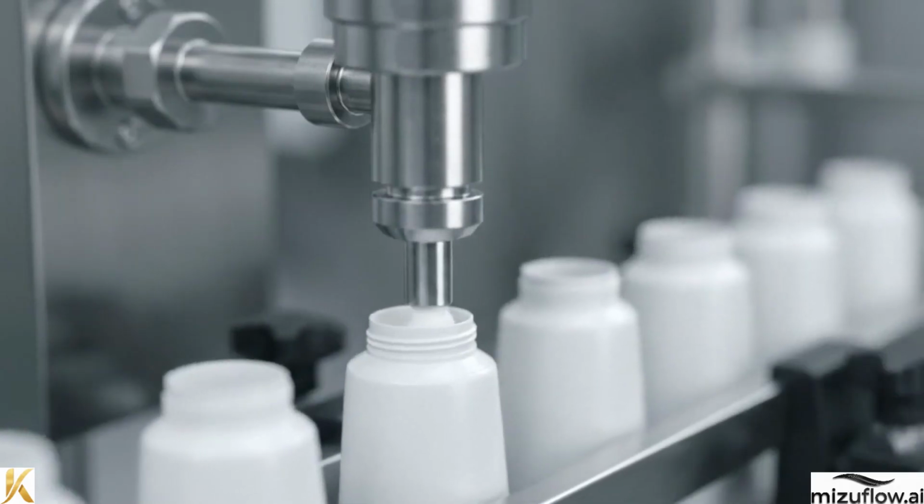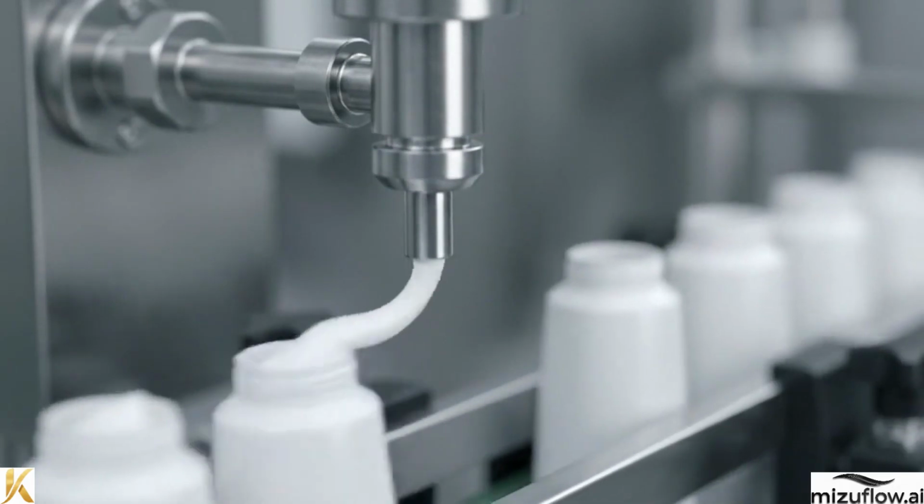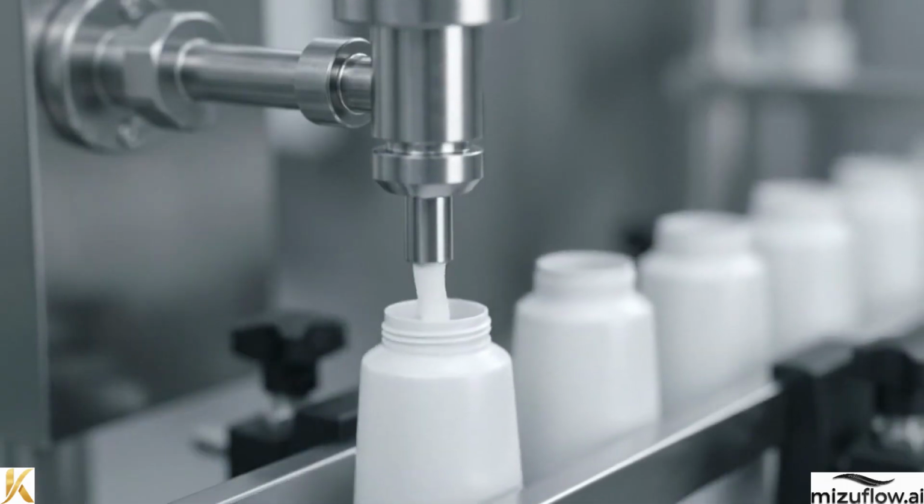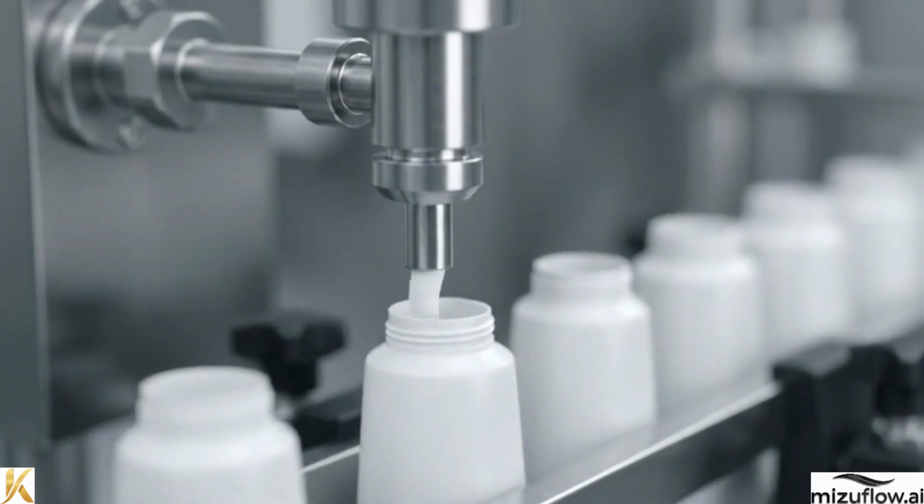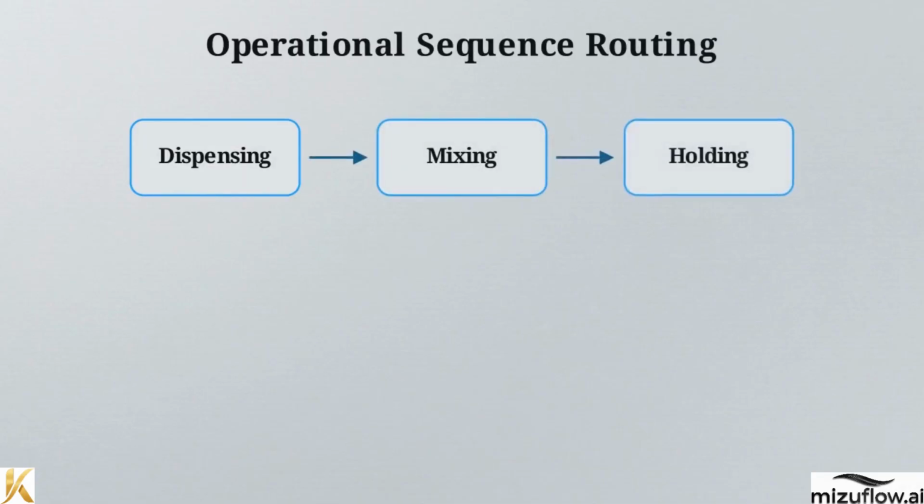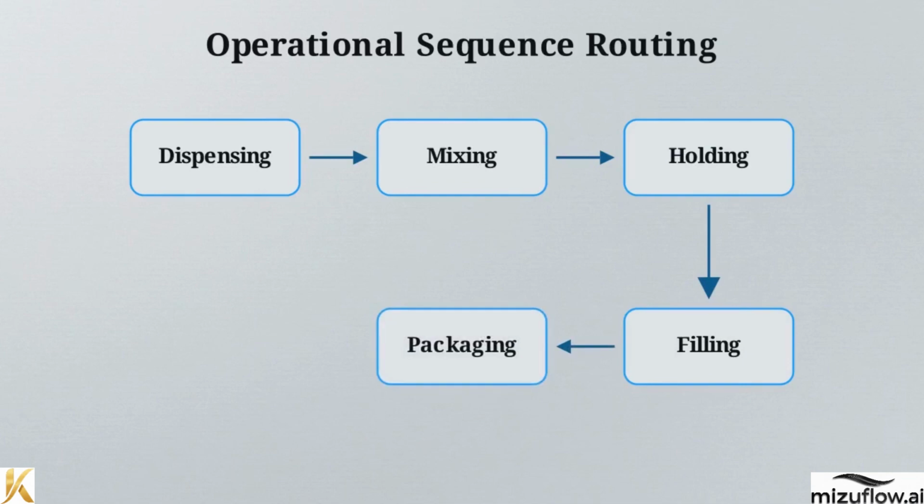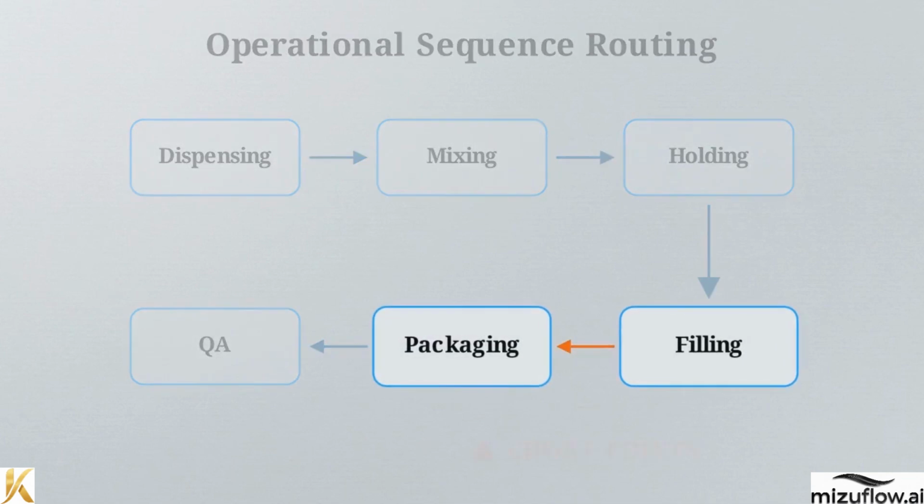To understand why those hours are missed, we have to examine the physical reality of compounding and filling viscous, semi-solid products. This physical routing chart illustrates the operational sequence. Raw materials are dispensed, moved into mixing vessels, transferred to holding tanks, pumped through the tube filling lines, boxed in packaging, and finally cleared by quality assurance. Within this sequence, the equipment and labor requirements at the filling and packaging stages consistently create physical choke points.